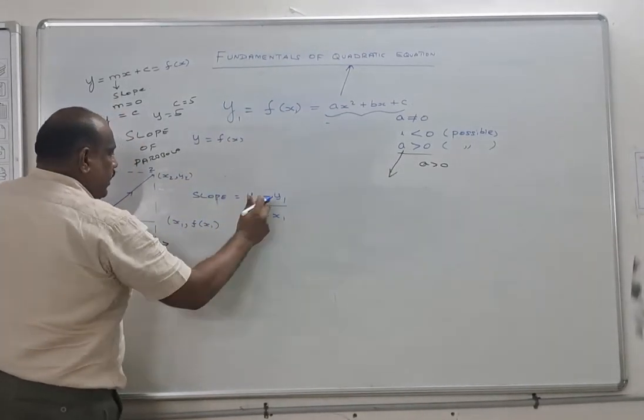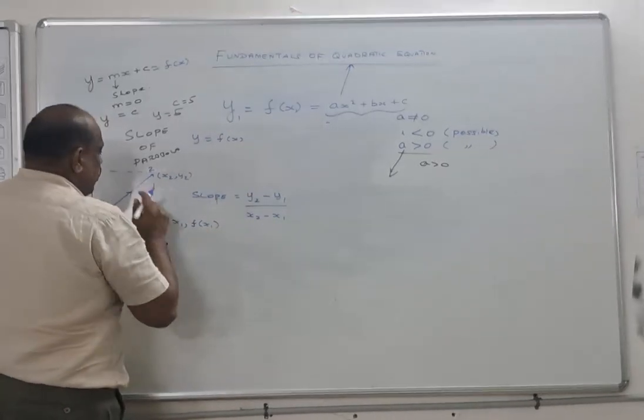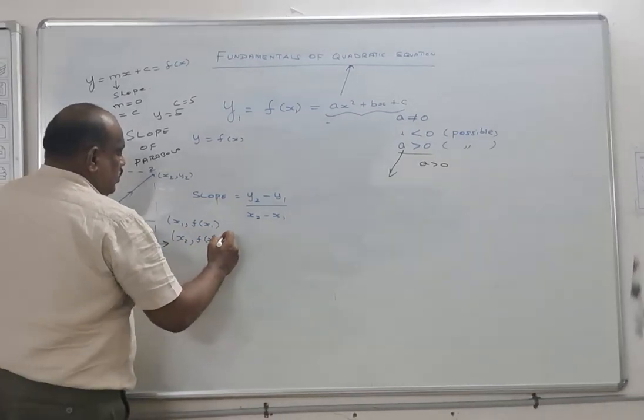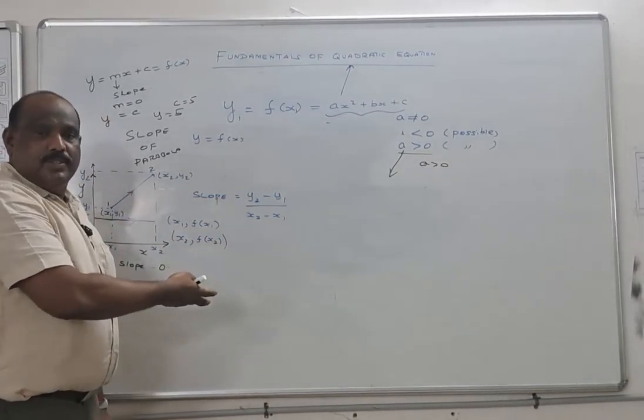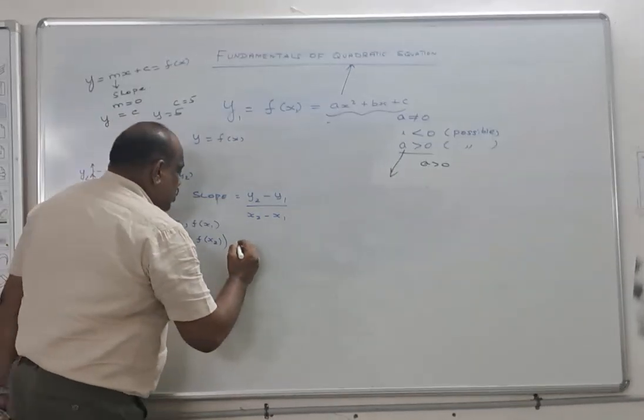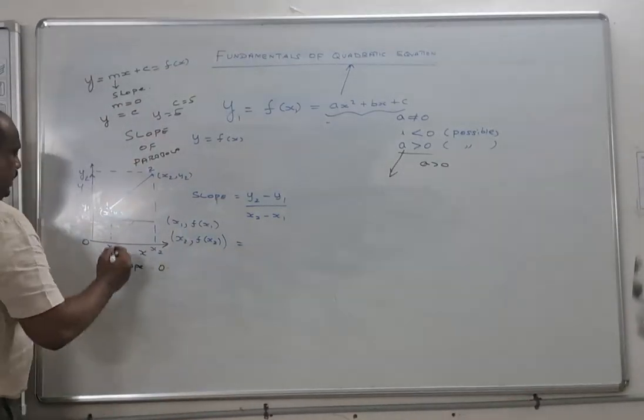Similarly, the second coordinate is x2 comma f of x2. f of x2 is nothing but y2, and f of x1 is nothing but y1. Okay.